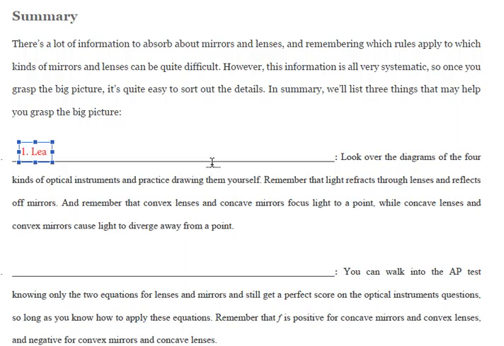Number 1 big thing, learn how to draw ray diagrams. From what I've seen, looking over the mirror diagrams, they looked like they were pretty good. A few of us are still trying to figure it out, but that's where the equations will come in. They'll help out a lot with that. So look over diagrams of the 4 kinds of instruments and practice drawing them. Remember, light is going to refract through lenses and reflect off of mirrors. Remember, convex lenses and concave mirrors focus light, while concave lenses and convex mirrors spread it out, they diverge it.